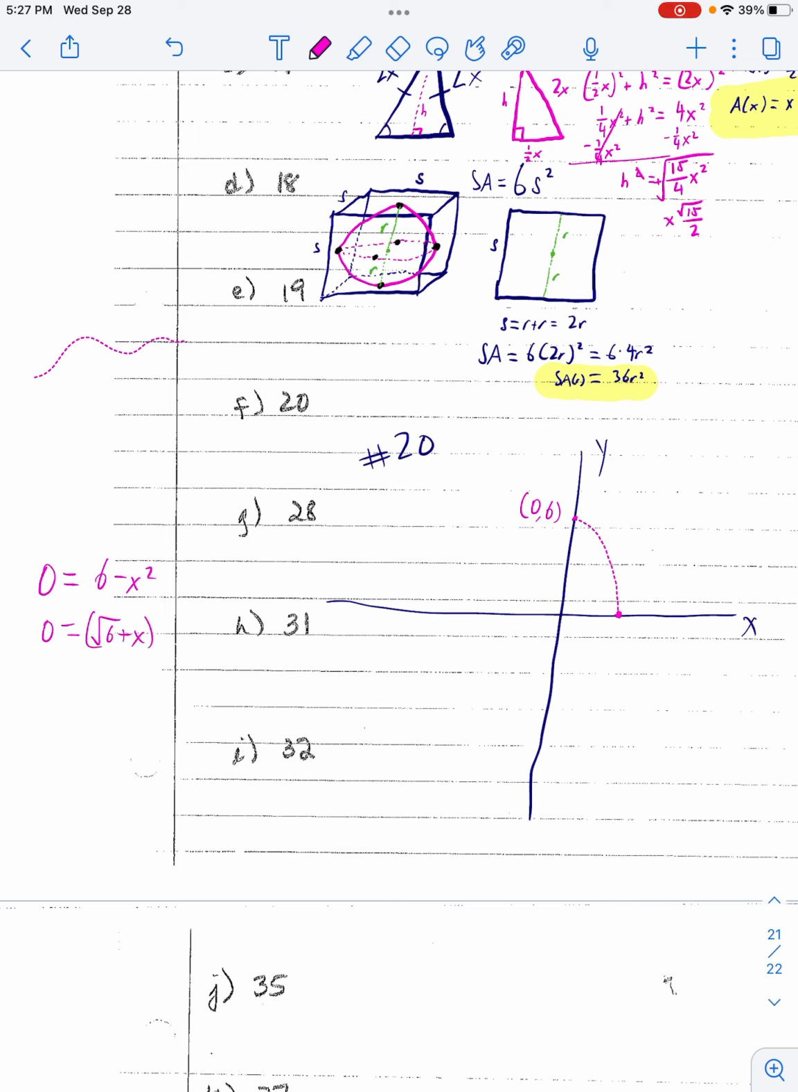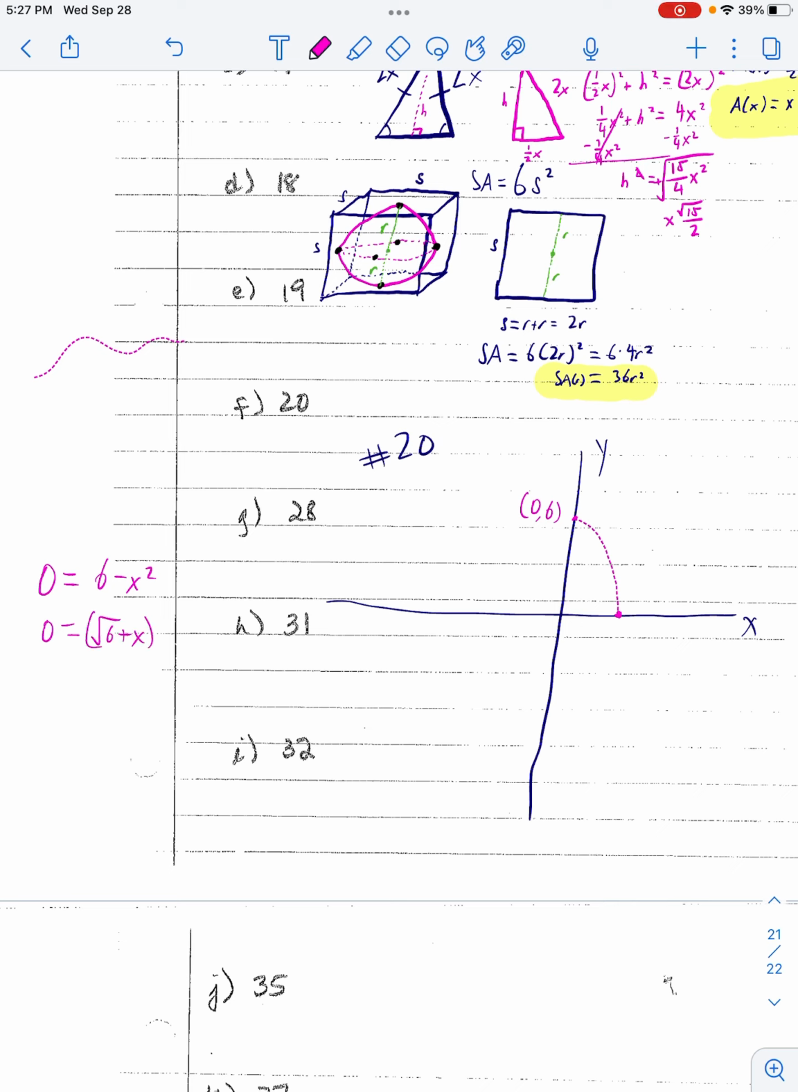I just did difference of squares here. Ask Mr. Miller if you're having trouble seeing how I went from here to here. That's difference of squares, okay? And then my 2 zeros are x equals negative root 6 and x equals positive root 6, okay? So this intersection with the x-axis in the first quadrant, since x is positive in the first quadrant, we're going to take x equals positive root 6. So this is going to be root 6, 0, okay?